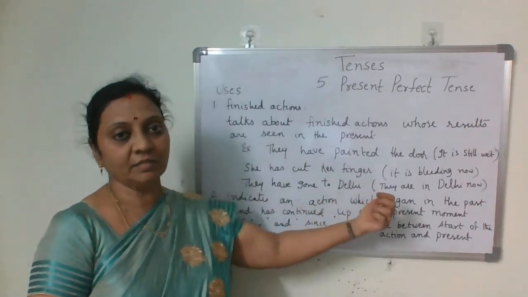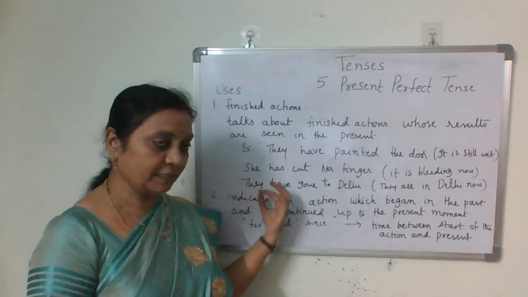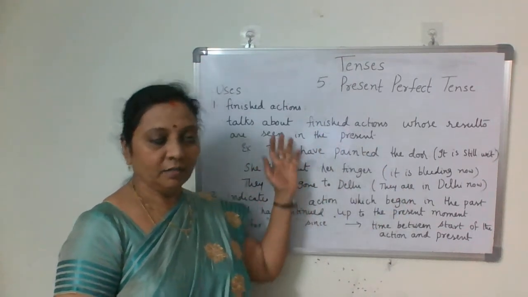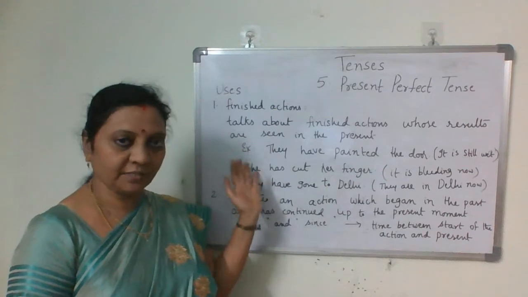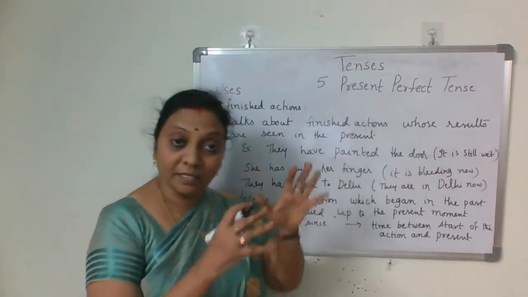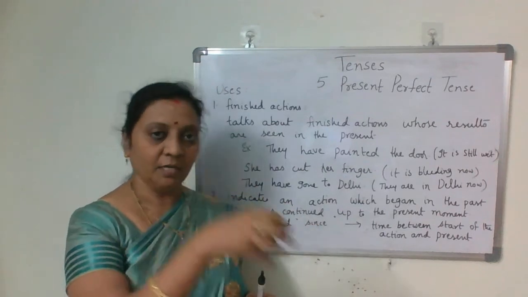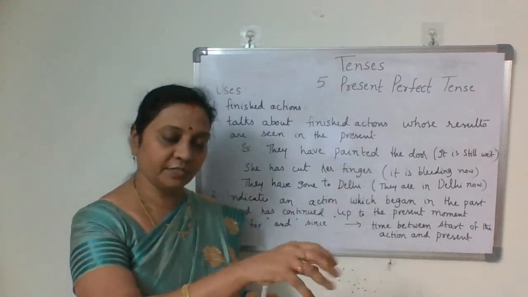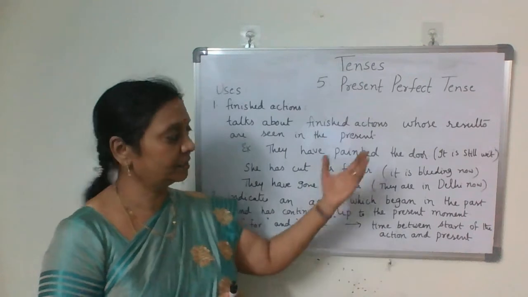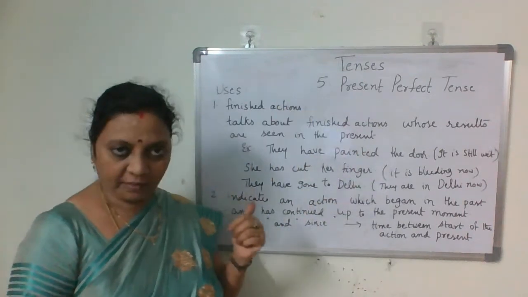So the connectivity is there between the present and past. The action started in the past, but the result you can see in the present. At present you can experience it, you have the knowledge of that, or it is still in your memory. In such cases we use present perfect tense.